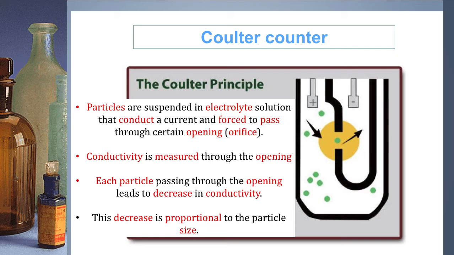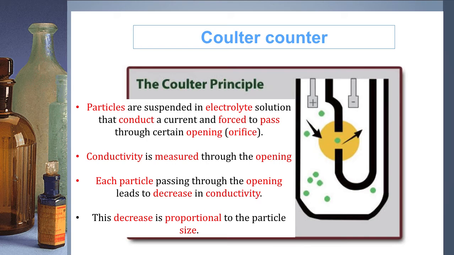If you add your suspension, which has a green color here, your powder will start moving through the liquid, through the electrolyte solution. Once any particle moves in between the yellow circle, it will decrease conductivity. It will act as an insulator. And the decrease in conductivity is directly proportional to the particle size. It means if your size is bigger, the decrease in conductivity will be more.